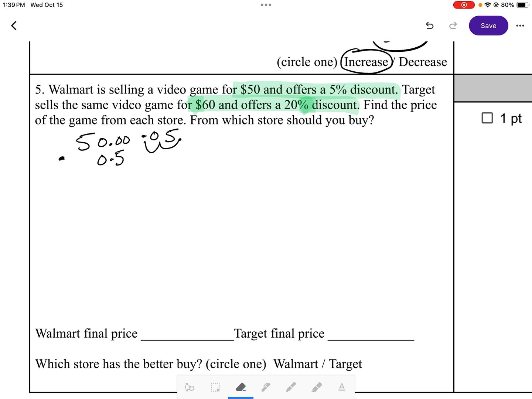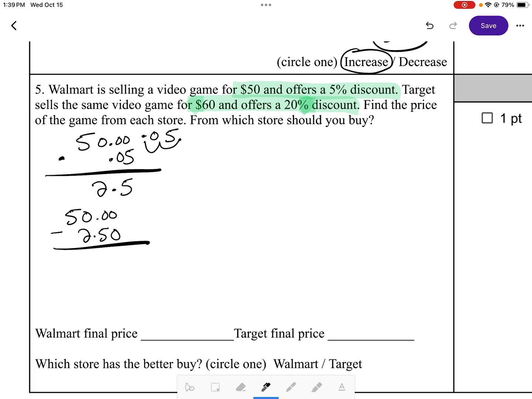Oops, I did that wrong. Sorry. 0.05. All right, so with our calculators, we're going to do 50 times 0.05. That gives us 2.5. And this is a discount. So remember, when I'm discounting something, I want to subtract. So then I'm going to take 50 minus 2.5. 50 minus 2.5 is 47.50. So the Walmart price is $47.50.